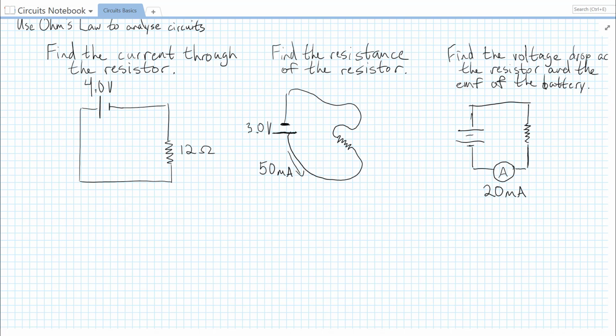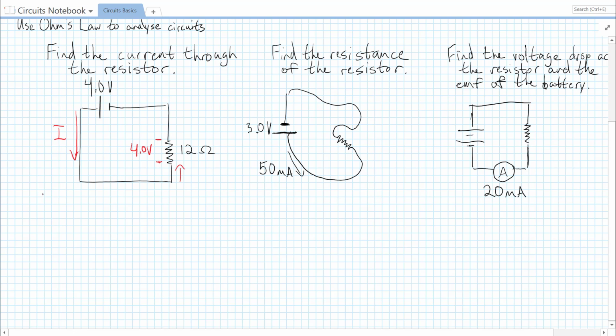Well, we know that current is going to flow from the positive terminal of the battery around to the negative terminal. So it's going to be coming through this way. We know our voltage is 4 volts from our battery, which means we get lifted up 4 volts. We have to drop down 4 volts as we go across this resistor. So I'm going to label this minus plus 4.0 volts. And we're just going to use Ohm's law.